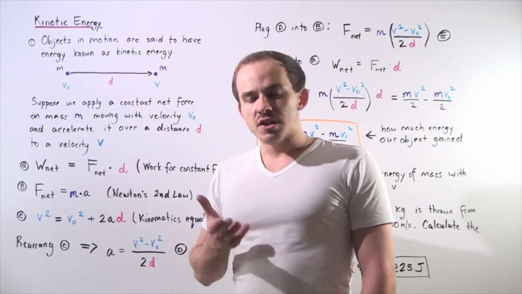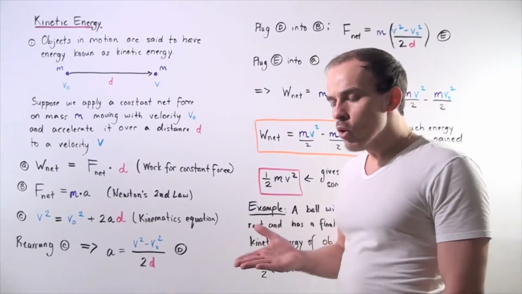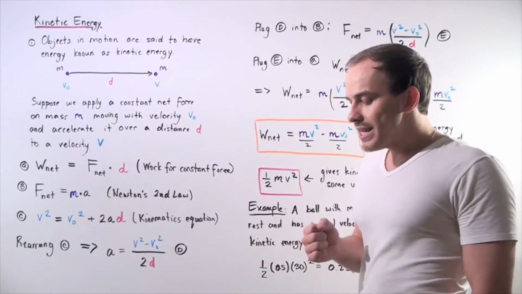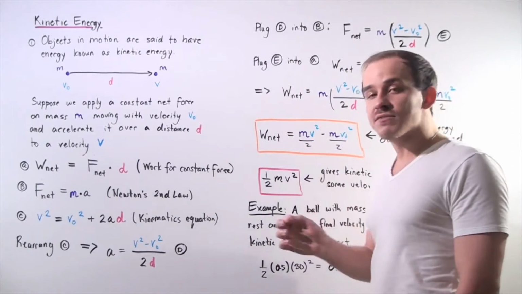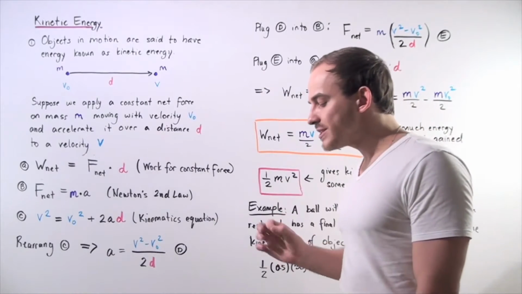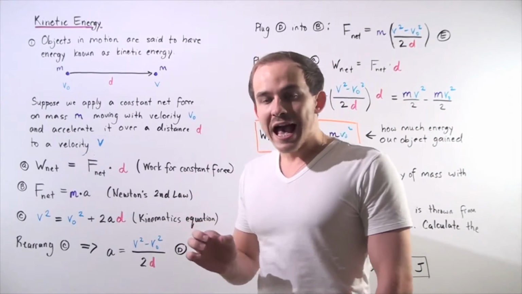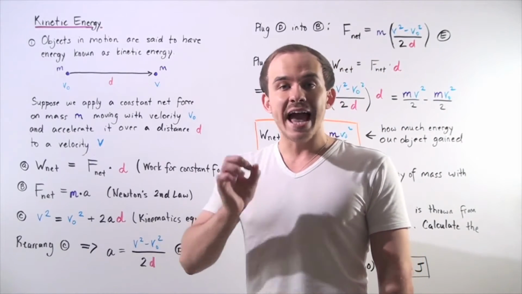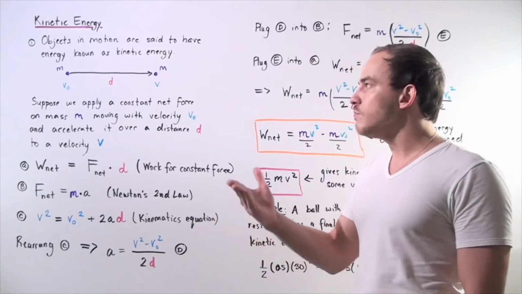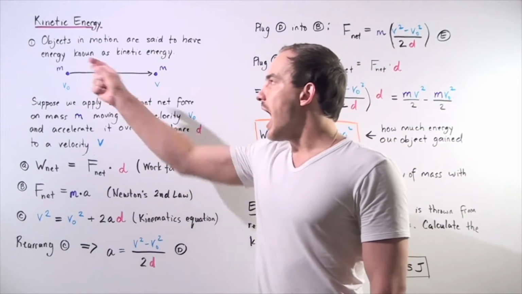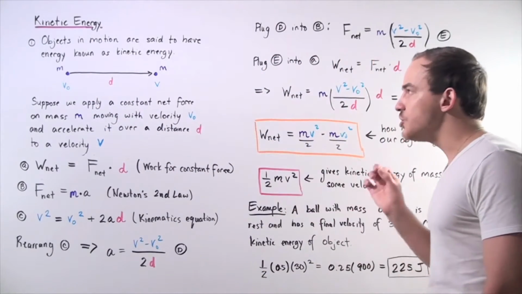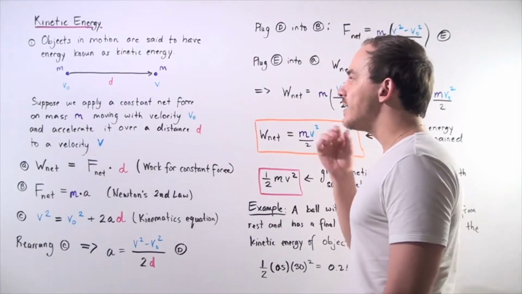So let's suppose that we have an object that is moving with a certain velocity, let's say v naught. Now, because this object has a velocity, this object is said to have energy. And this energy is known as kinetic energy. Kinetic energy is the energy of motion. So once again, objects in motion are said to have energy known as kinetic energy.